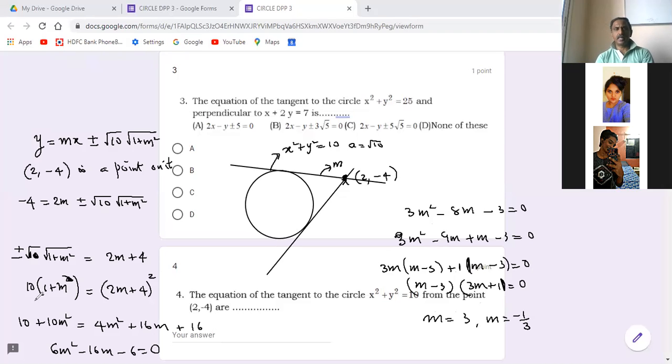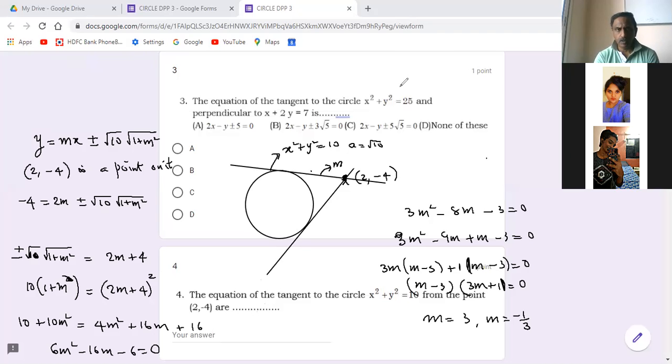So you got the slope of the tangent, right? Once you get the slope of the tangent, what can you do next? We use the slope point formula. Correct. Do not put it back in this equation. If you put it back here, you'll get 4 equations, but you are supposed to have only 2 equations.